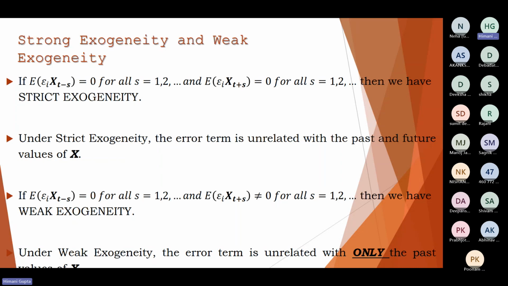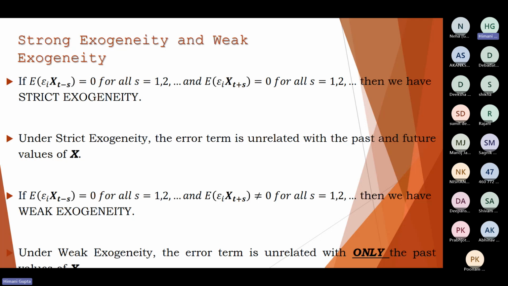That means there is no endogeneity. Whatever variables are sitting in your error term, neither are they related to your past, nor to your future. So simply, in strict exogeneity, your error term is neither related to past nor related to your future. But what if the variables sitting in your error term are not related to your past, but they are related to your future?